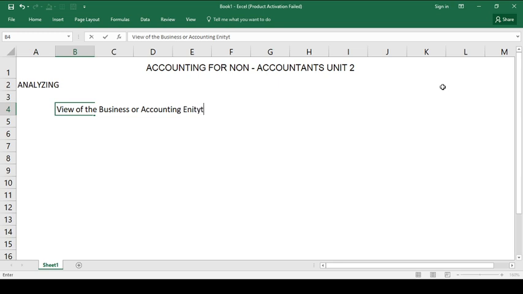Ano po ibig sabihin nito? Once you analyze a transaction, yung iisipin mo is, will this transaction affect the business or not? Yun yung unang tanong. For example, pag bumili ba si owner ng personal na gamit niya, will it affect the business? Considering that it is very much personal na pagbili, it will not affect the business naman. So, it is not a transaction affecting the business.